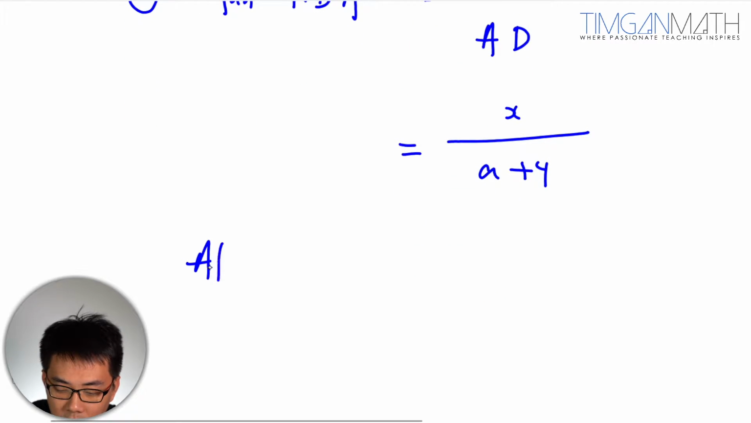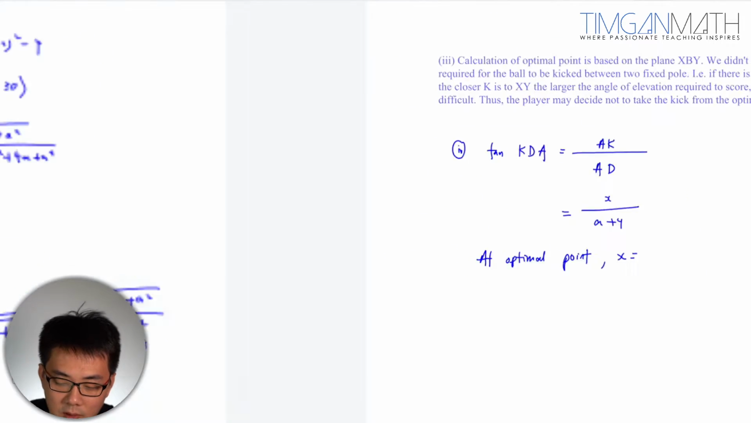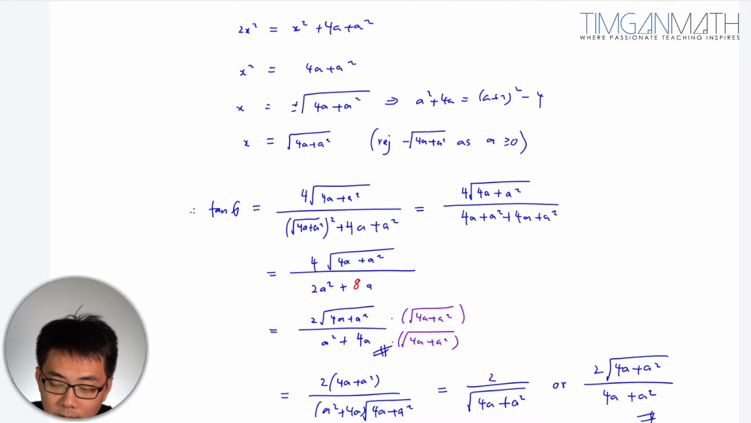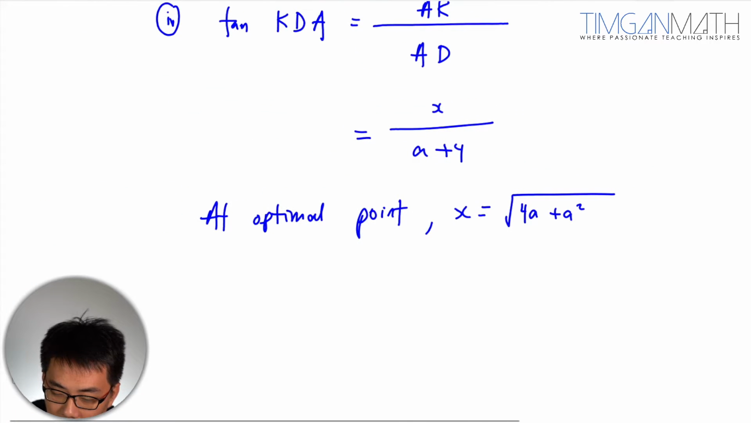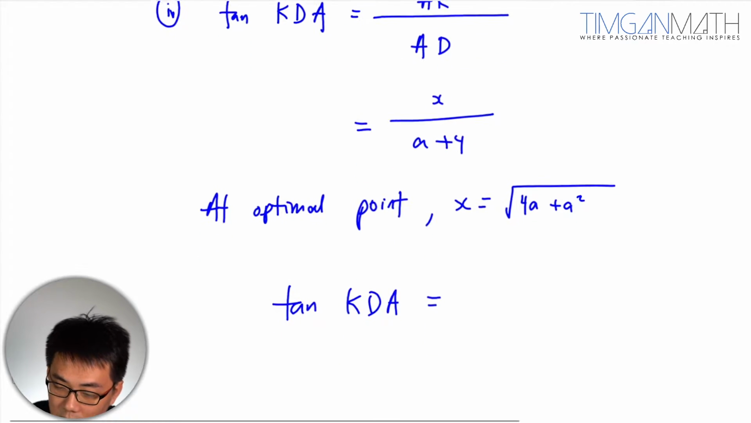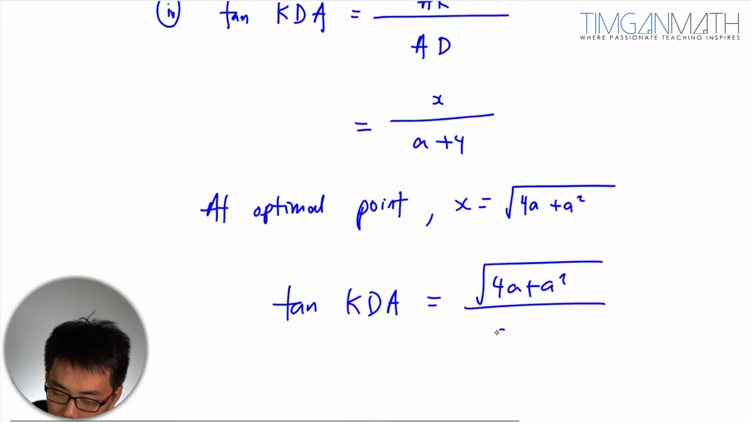So at the optimal point, we know that x is equal to the square root of 4a plus a squared. Then what we're going to do is actually, tangent KDA would then be the square root of 4a plus a squared over a plus 4.